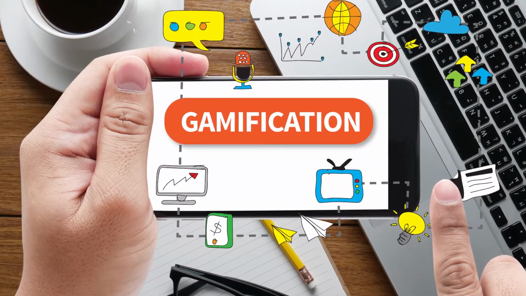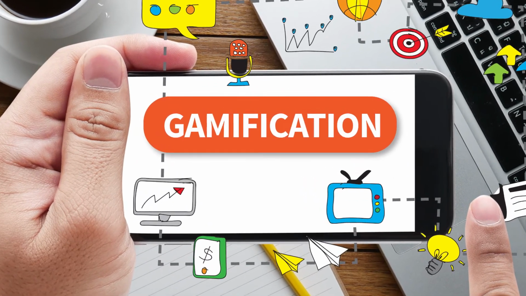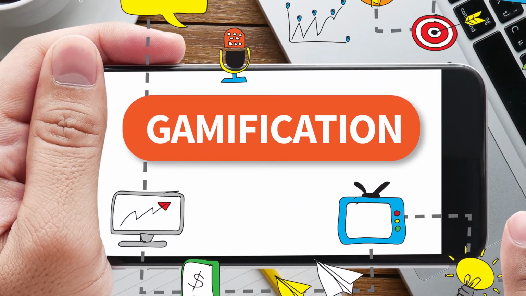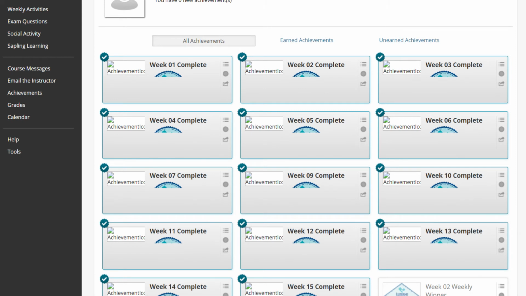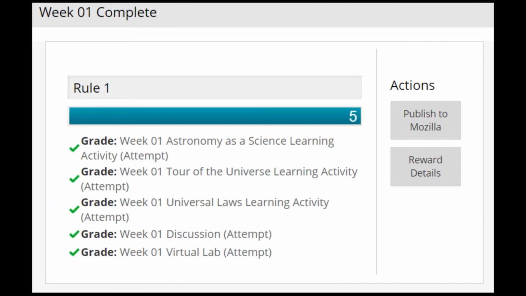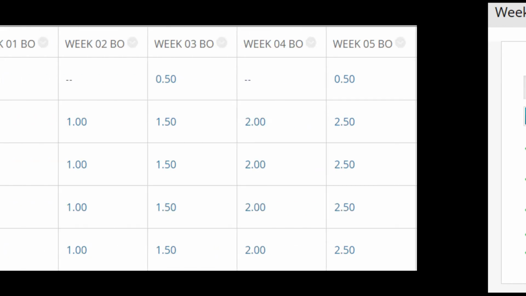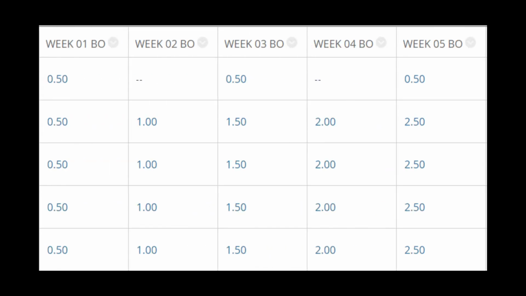The final exemplary practice I want to show you is my use of some simple gamification techniques. First, I use the Achievements tool to let students know when they have completed all the work for the week. I allow students to turn work in late, but rather than penalize students who submit work late by taking points off, I reward students who submit their work on time.